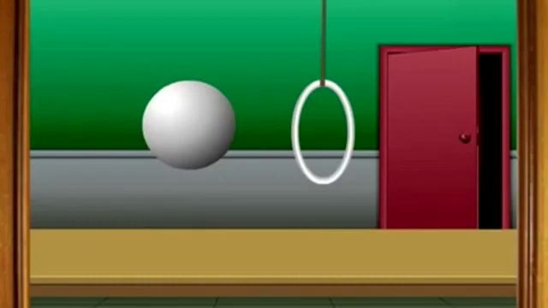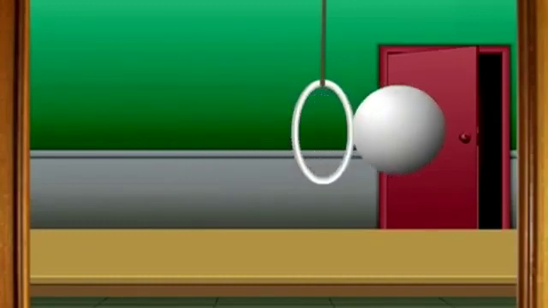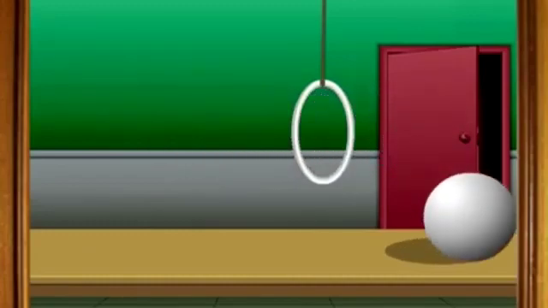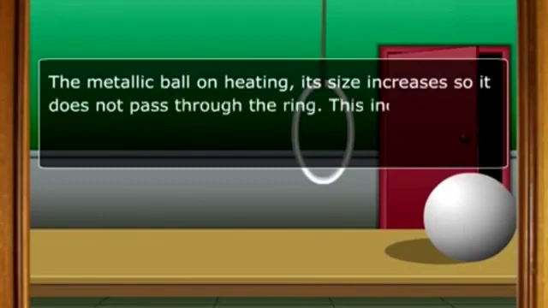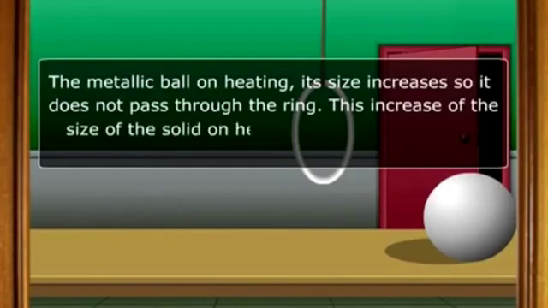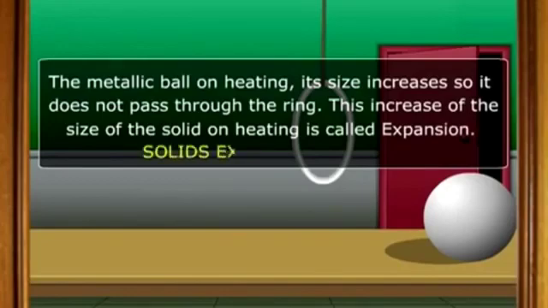Now, allow the ball to cool down to room temperature. Now, again try to pass the ball. It easily passes through the ring. This means that the metallic ball on heating, its size increases, so it does not pass through the ring. This increase in the size of the solid on heating is called expansion. Thus, we conclude that the solids expand on heating.